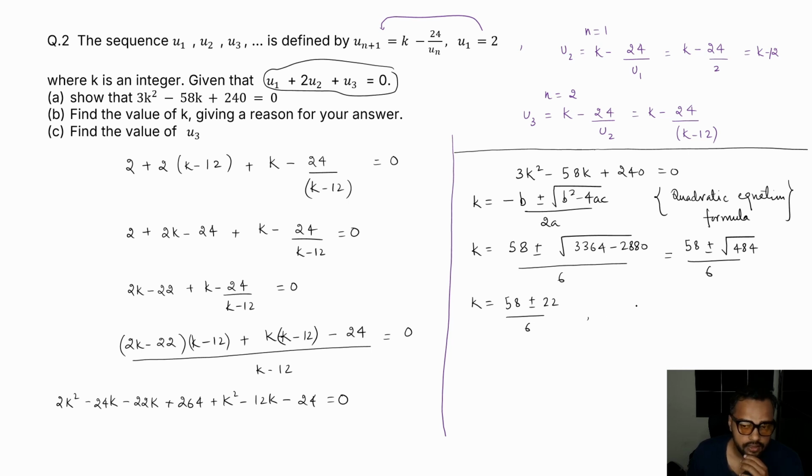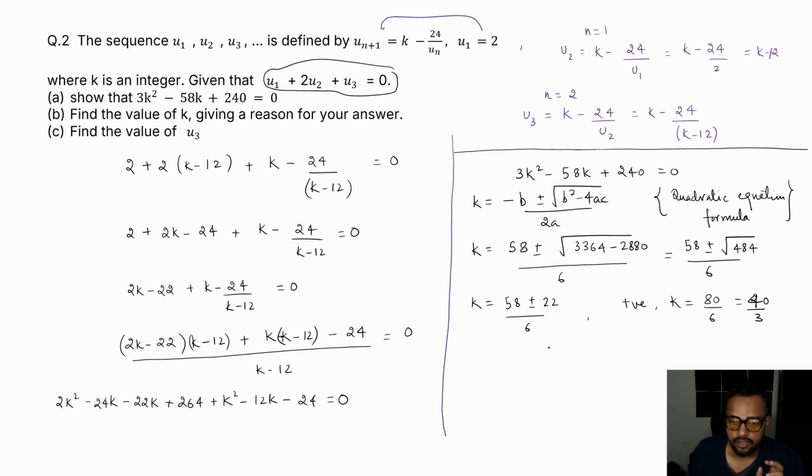If we take the positive value, we get k equals 58 plus 22, that is 80, upon 6, that is 80 by 6. So the value here is 40 by 3.